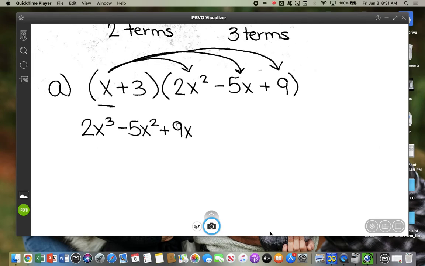All right, so far so good on that first part. Now what do we need to distribute now? The 3.